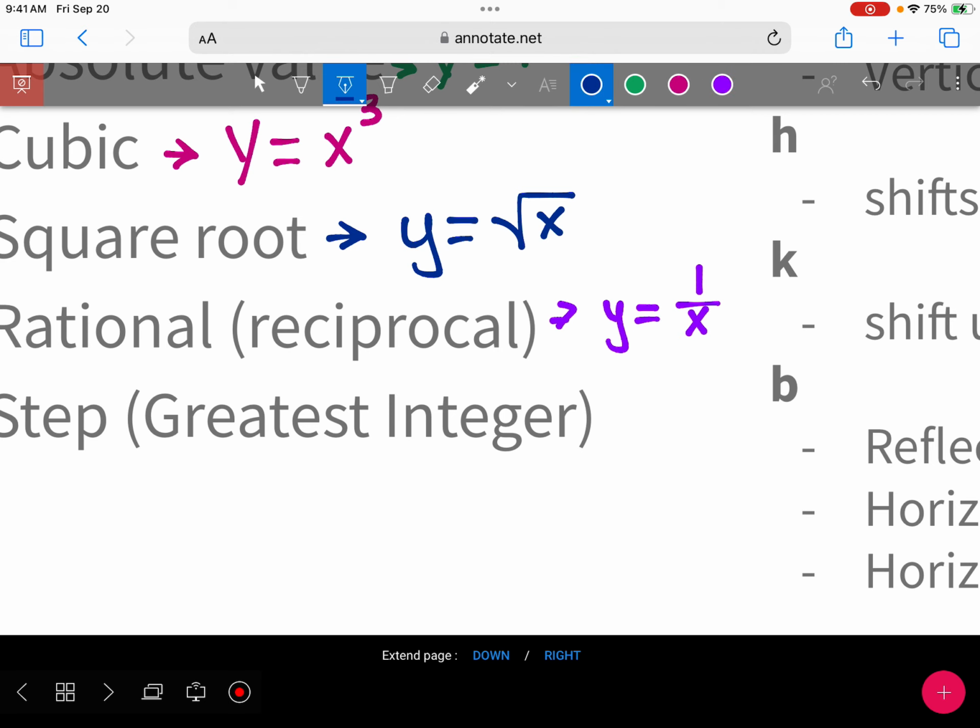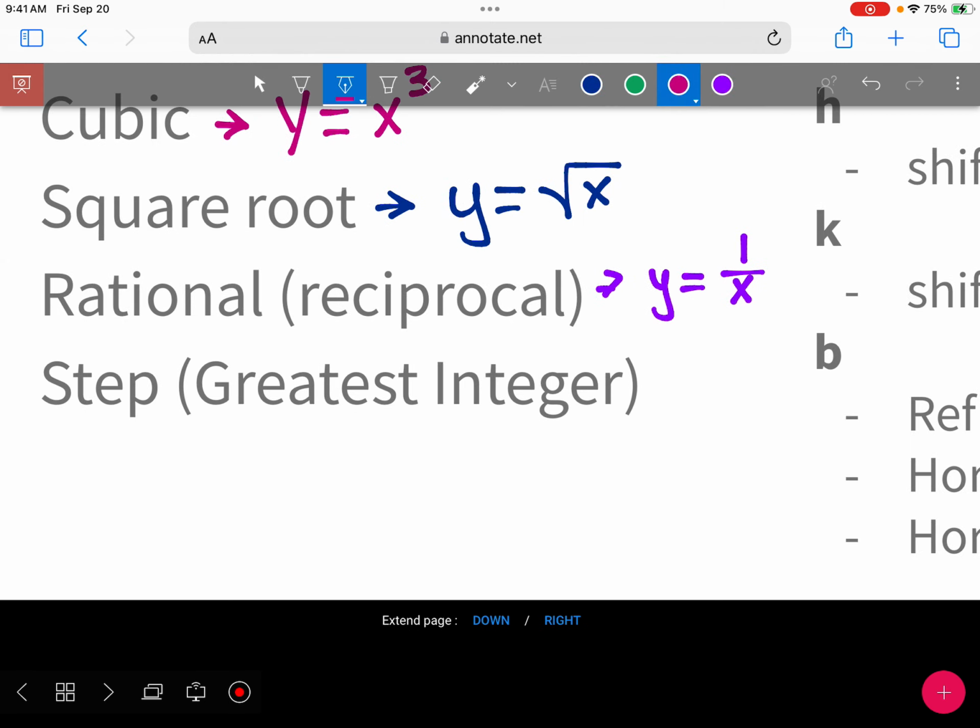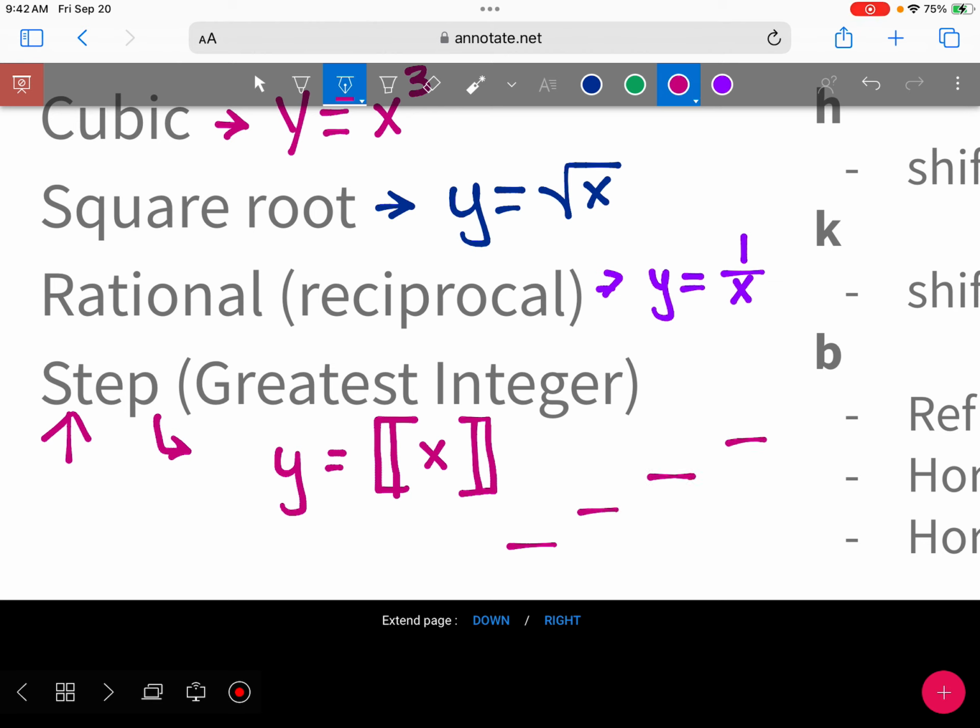Greatest integer we may not have seen all that often. I don't know if they show it to you in honors, but I know we didn't do it in regular. It's kind of like a combination between a bracket and an absolute value. It's a bracket with an extra line. I will show you what this looks like next week. It is literally a step function. It looks like that. It is a kind of piecewise, but it has a special symbol. And I promise I will show you through it next week.